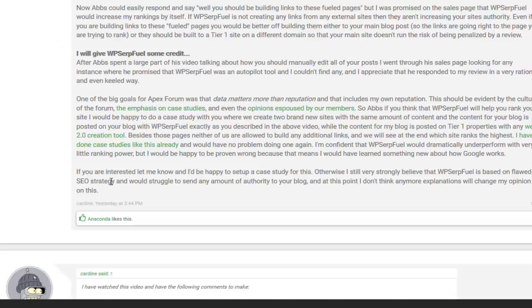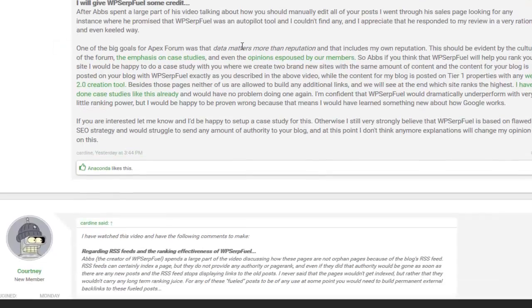Brilliant stuff. Okay, one of the big goals of Apex Forum was that data matters more than reputation, and that includes my own reputation. This should be evident by the culture of this forum. And then it goes on to read out some of these.